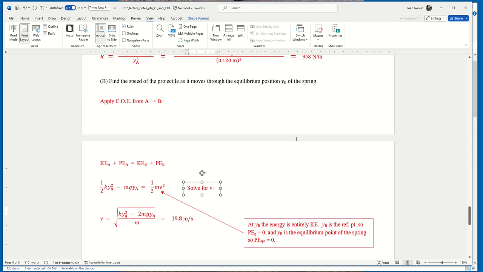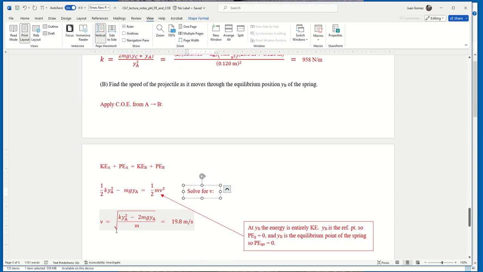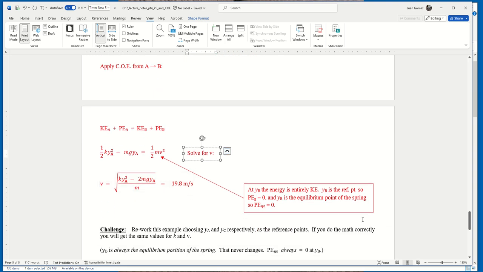We got k from part A. k was 958 newtons per meter. YA is given. The mass was given. g is gravity. And you get 19.8 meters per second. Again, right here at YB, the energy is entirely kinetic. YB is the reference point, so gravitational PE equals 0. And YB is the equilibrium point of the spring. That never changes. So PE spring is 0. So at point B, there's no potential energy. And the kinetic energy at B is the kinetic energy of the projectile, 1/2 mv squared.